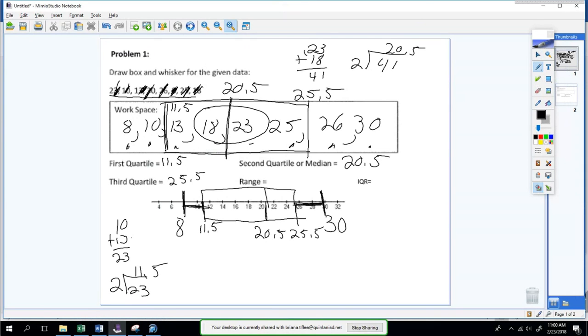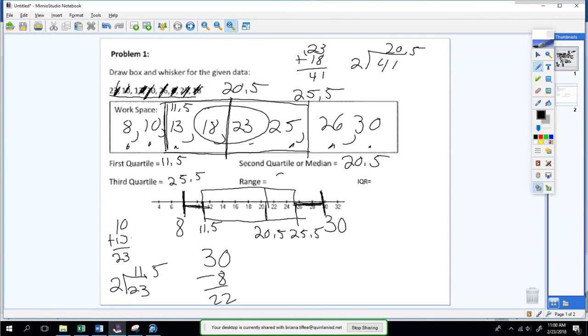Now we have to be able to read the box and whisker plot. There are a couple things you have to be able to find: your first quartile, second quartile, third quartile, your minimum, and your maximum, which we just listed. And then we have to find our range. To find the range, you take the biggest number minus the smallest. My biggest number is 30, minus 8 is 22.